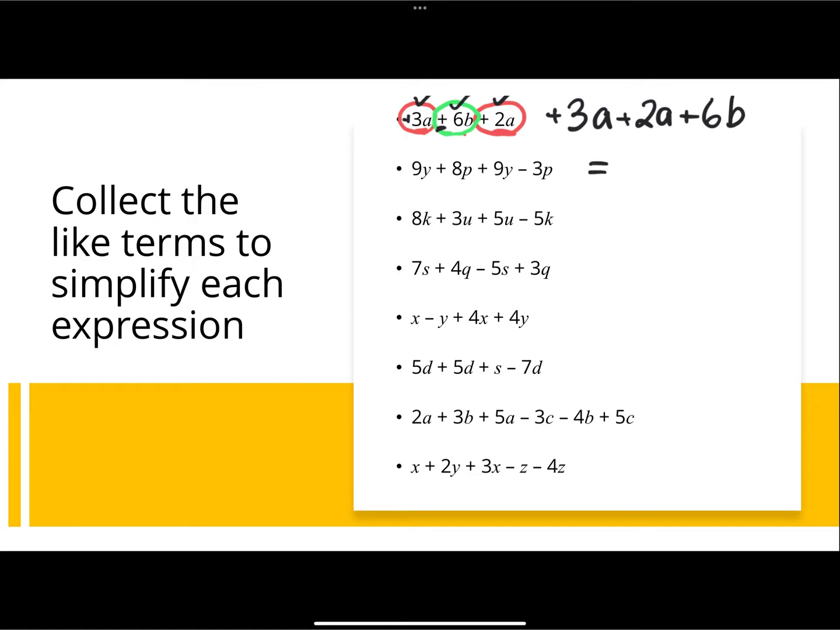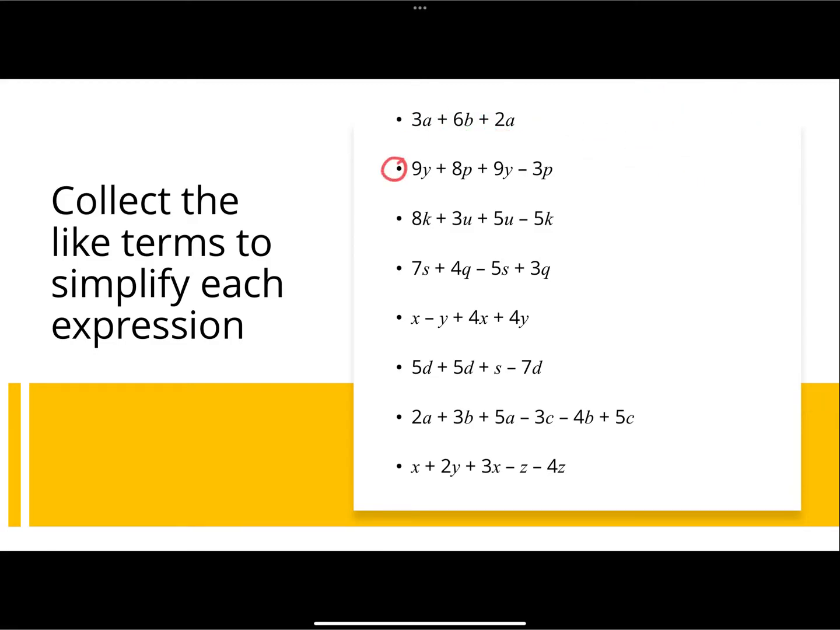Now let's just group them together. How many a's do I have all together? And how many b's do I have? 3a's plus 2a's is 5a's plus 6b. So that's my answer for that one.